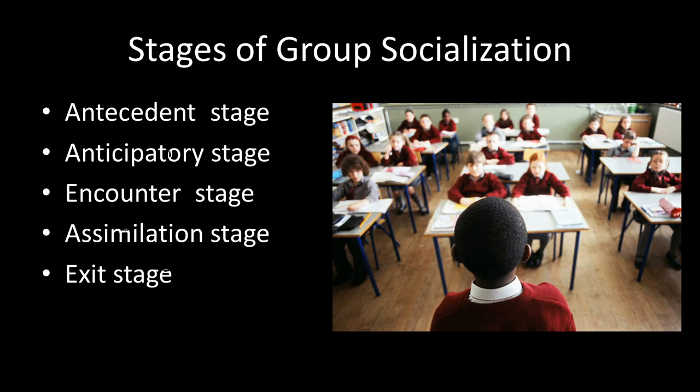This is followed by the anticipatory phase, and this stage of group socialization describes individuals' and the group's initial expectations of each other. Ultimately, this gives way to the encounter stage, and this is the stage in group socialization in which members' expectations meet with reality as members adjust and ultimately fit with each other.